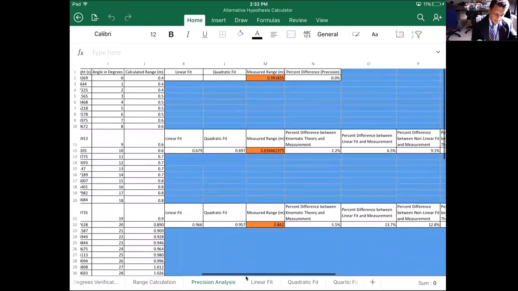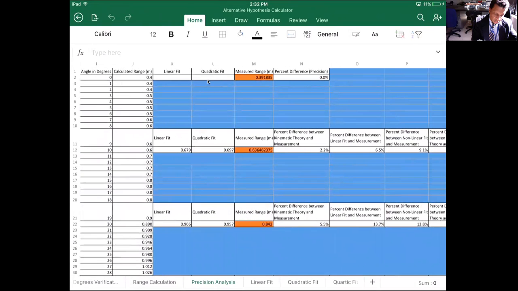So if we look at our precision analysis here, you'll see that if you go to 0 degrees, we don't necessarily have a linear fit. We just didn't put those equations in here. All we did was look at the percent difference between the measured range and the calculated range. And you can see that we're getting like 0% difference here. If we go down to 10 degrees, you'll see that we have our prediction for our linear fit to be 0.679, and then quadratic fit 0.697, and our measured range is actually coming out to be 0.636.